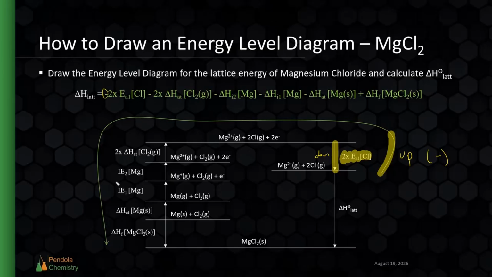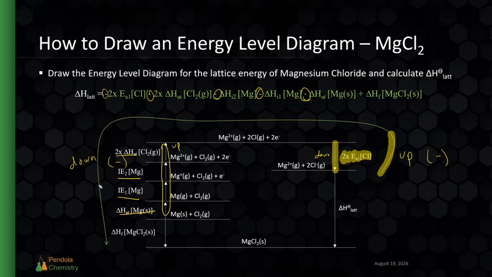Then once we go on the other side, again, same thing. All of these arrows are pointing up while this one is pointing down. Because they're opposites, we are going to call this a negative sign. So it's going to be negative 2 times delta HAT for chlorine, negative I1 and I2, so negative I1 and I2 for magnesium, negative delta HAT for magnesium.